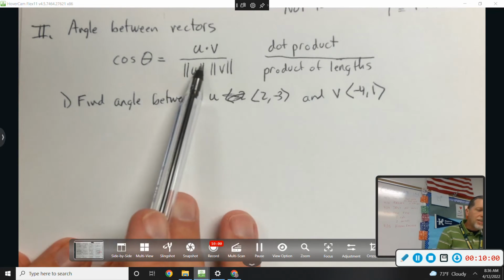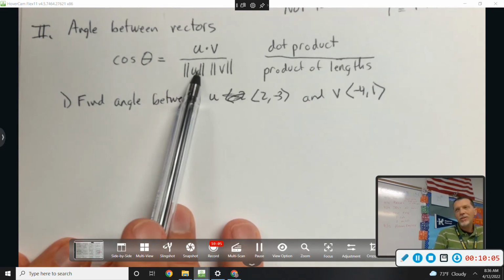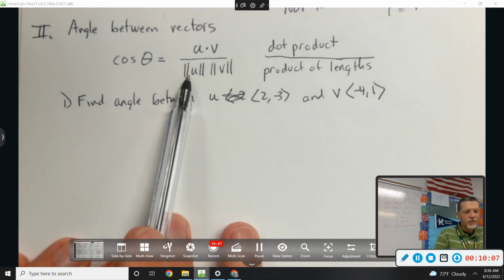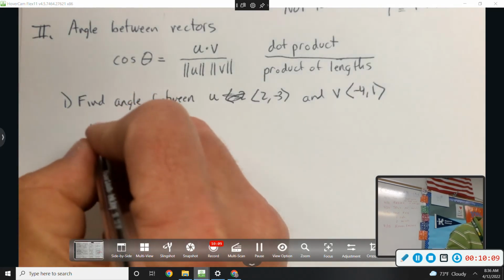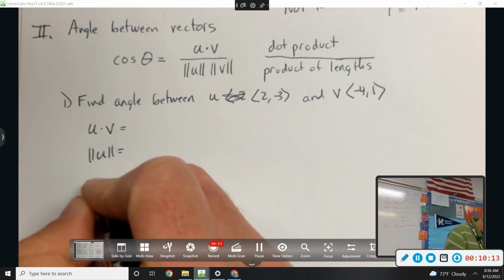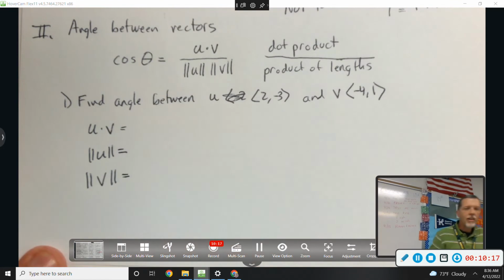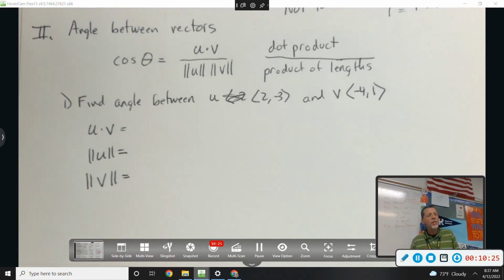To me, the easiest way to keep up with this is definitely not to skip steps and try to do it all on the calculator and just put it all together and write an answer. To me, it's best to slow down, write out all the pieces, and then put it together. There's the three pieces that I need. Let's find all of those. Maybe I skip a bunch of steps finding those, and then I'll put it together to find the angle.